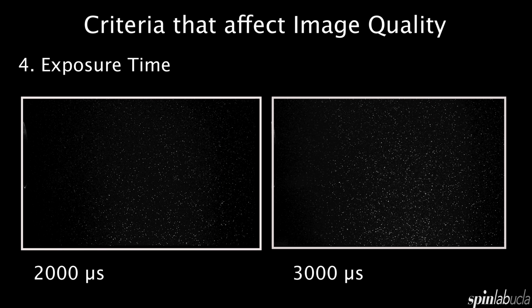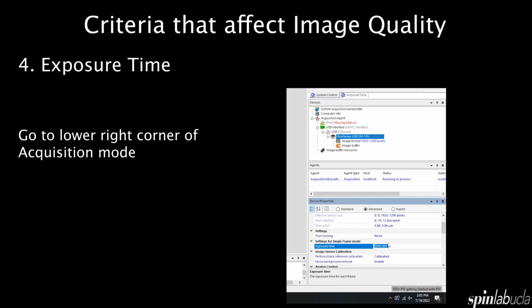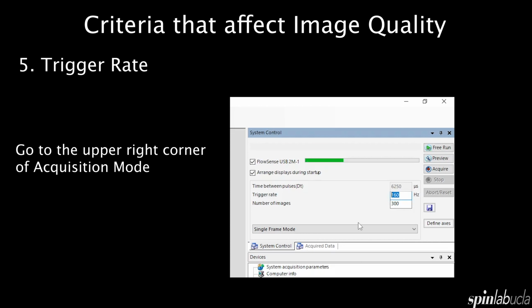Exposure time determines how long the camera shutter is open and thus affects the brightness of the image. You can see that a lower exposure time darkens the image. Adjust exposure time as shown. Lastly, the camera's trigger rate determines how many images the camera captures per second.